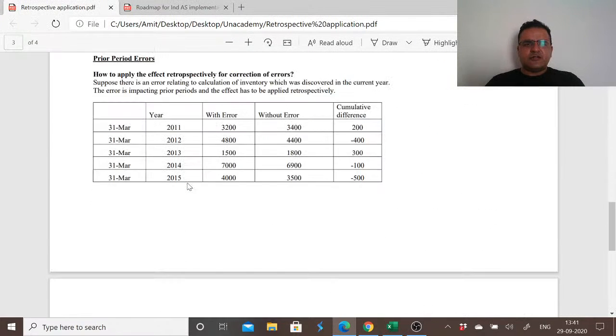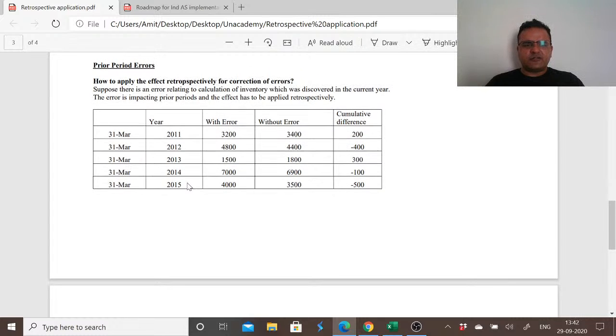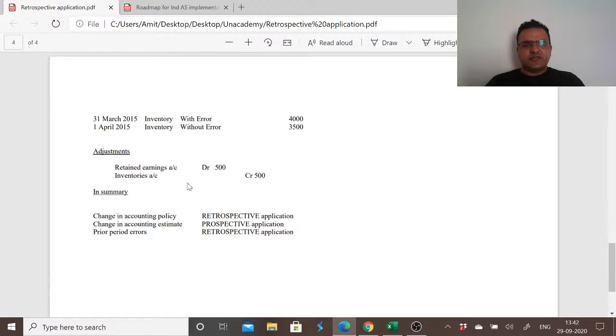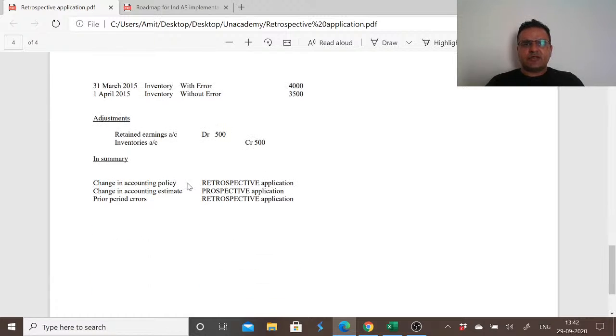Prior period errors are dealt with in the same manner, believing that there was never any error, or the error was corrected in such a manner that it did not exist, as if the error never occurred. So we'll make the change as if the error never occurred by applying the change retrospectively by bringing in one more additional balance sheet of the beginning of the earliest period presented.